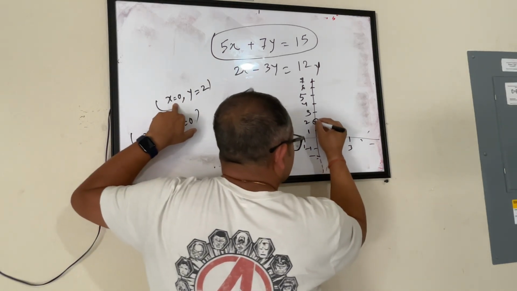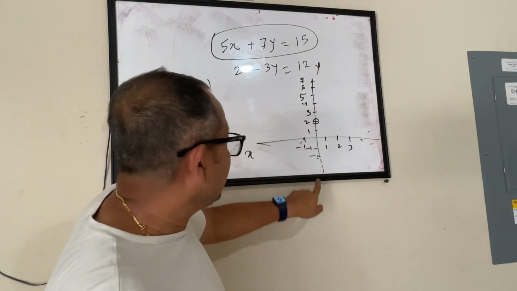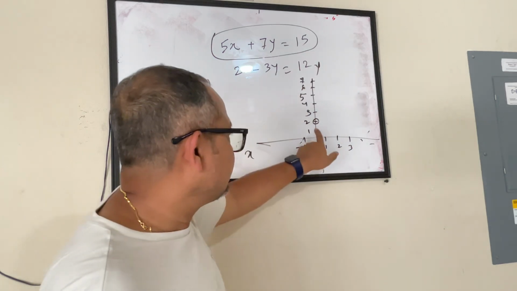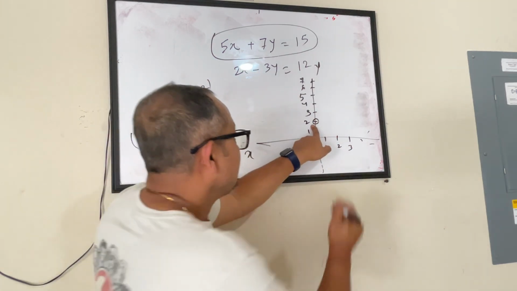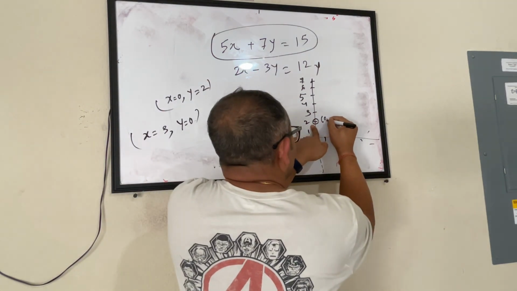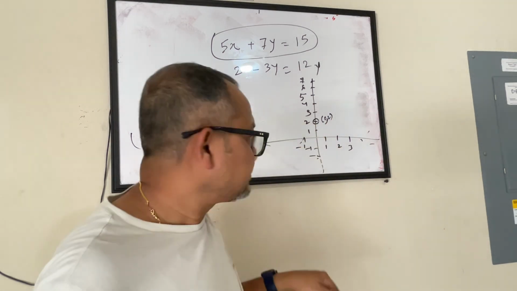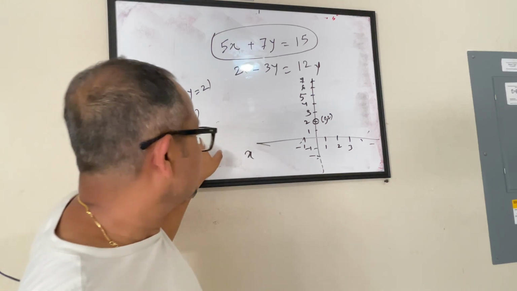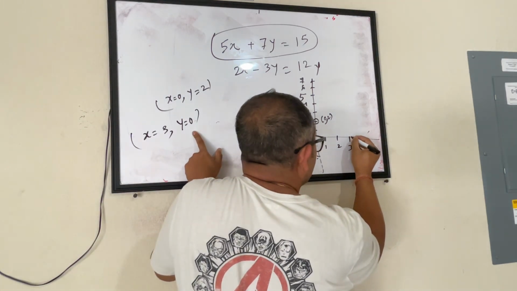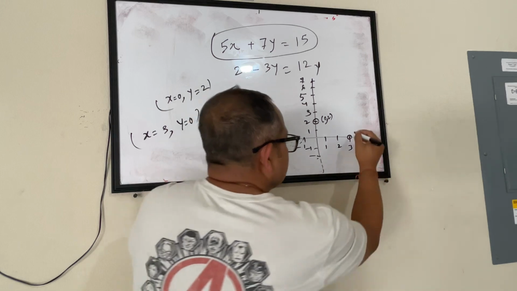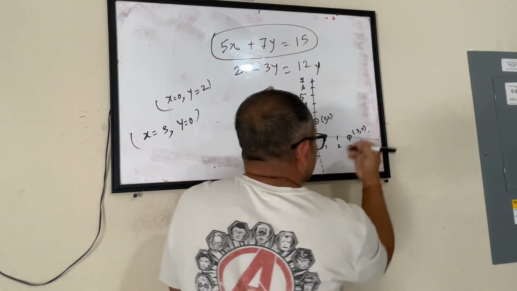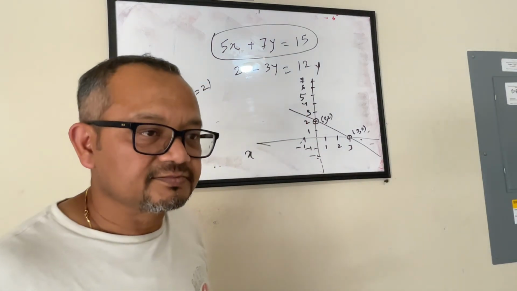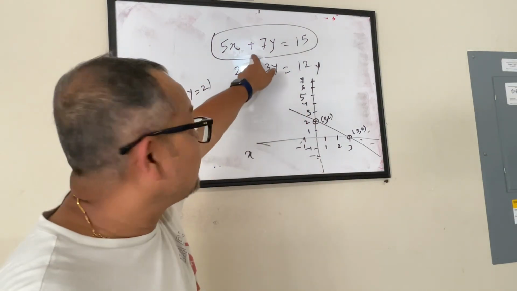This falls on the y-axis. The y-axis is the one where every value of x will be 0. So this is my first coordinate, 0 and 2. What is my second point? X equals 3, y equals 0. This is 3 and 0. Just join these 2 points and you get a line. This is the line for the first equation.